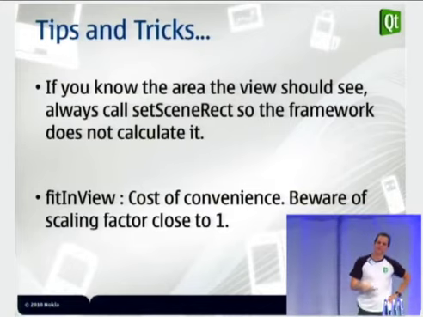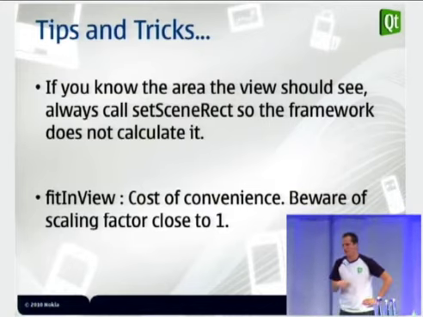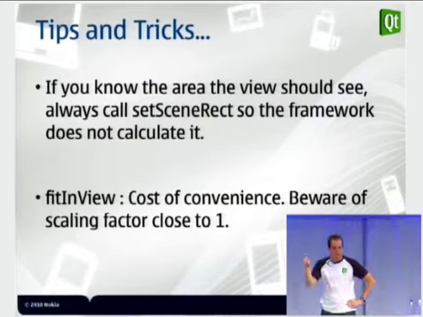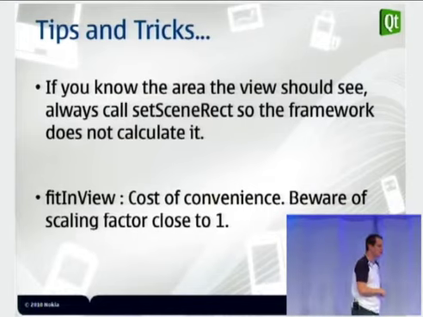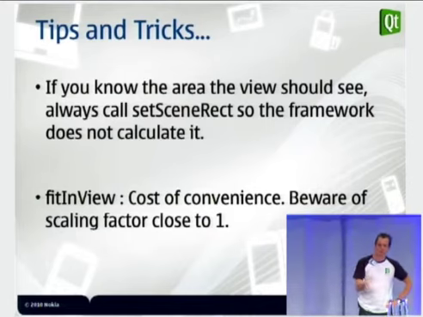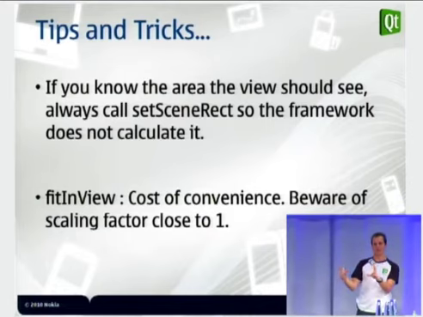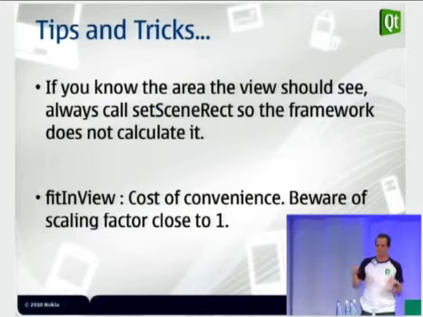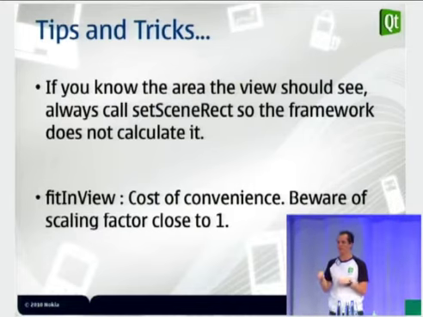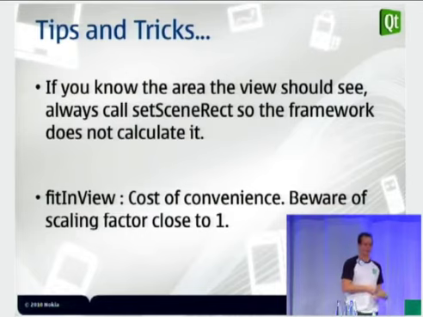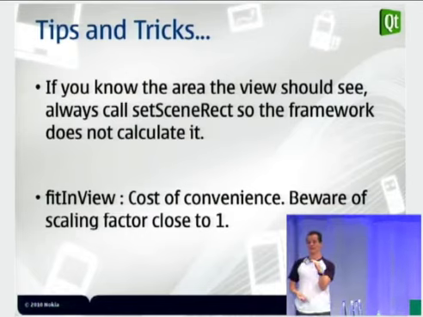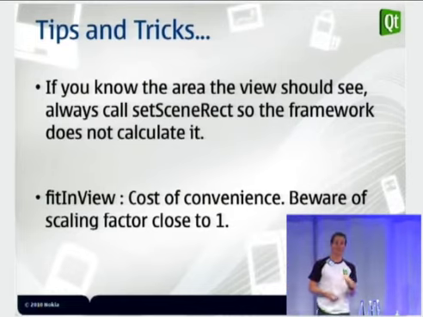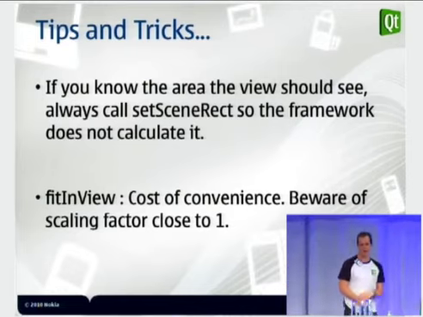When you add an item, we have to figure out what we should see and so on, and update the scroll bars and stuff like that. So when you know the area you will see on the scene, always set scene rect, because then we don't need to do those computations. The framework won't do them for you, right? So when you've got a full screen app that sees the entire scene, then call set scene rect. It's the best code path you can get.